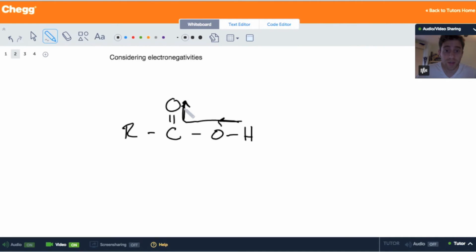So hydrogen is left with barely any electron density. It's a very electron poor environment, which means that it has a large partial positive charge on it. And this partial positive charge is going to cause that hydrogen to be attracted to bases, which then easily pull it off. And that's why carboxyl groups act as weak acids.